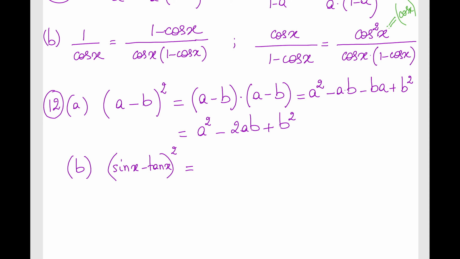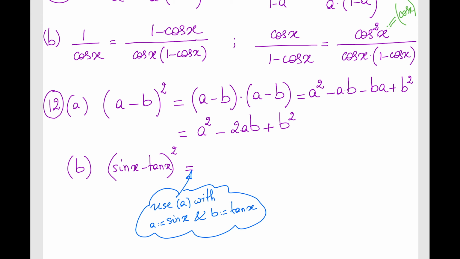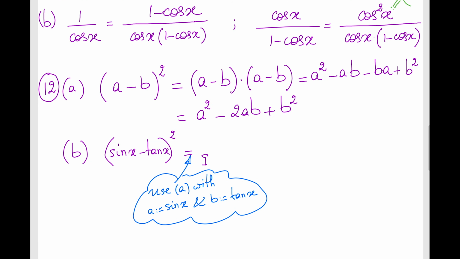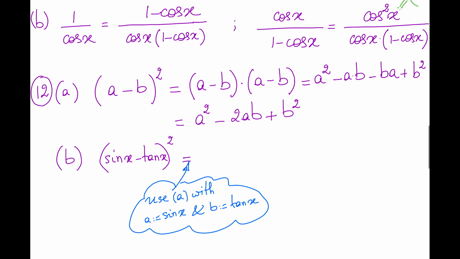Okay, so I'm gonna use part A with the following choices. I'm gonna assign to A the role of sine of x, and I'm gonna assign to B in part A the role tangent of x. Correct? And as such, I'm gonna obtain what? The square of A. And who's my A? That's sine of x. So I'm gonna get the square of sine of x. One more time, the square of sine of x. And the square of sine of x is written as sine squared of x.